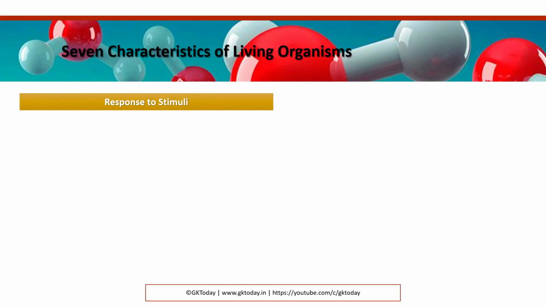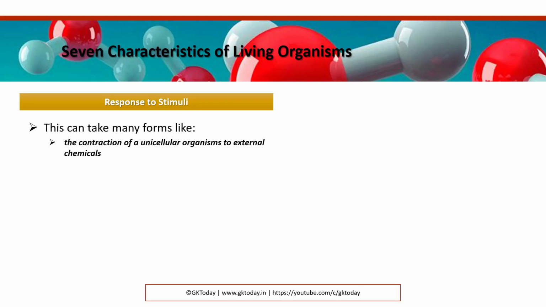Next, we have response to stimuli. So stimuli is anything that causes a reaction in an organism. So this can take many forms, whether it's a contraction of a unicellular organism to external chemicals, or complex reactions involving all the senses of a multicellular organism. So the sunflower turning towards the sun, where sun is the stimuli and it turning towards the sun is the response. Or say a touch me not plant, when touched it shrivels up. The touch is the stimuli and the plant shriveling up is the response.